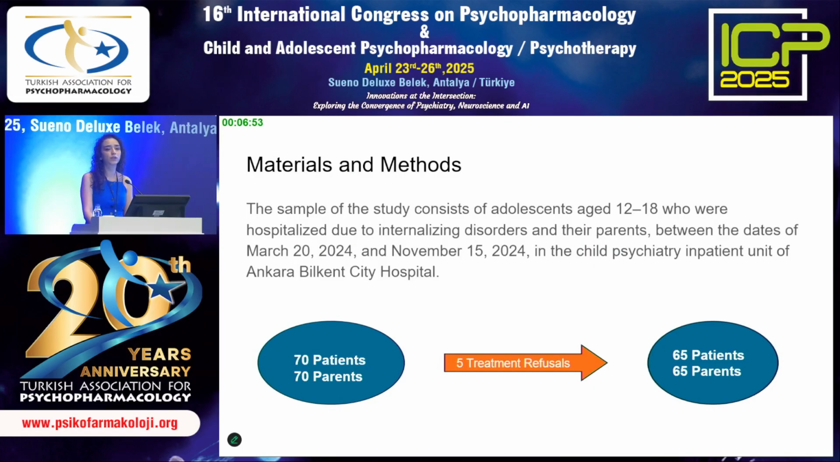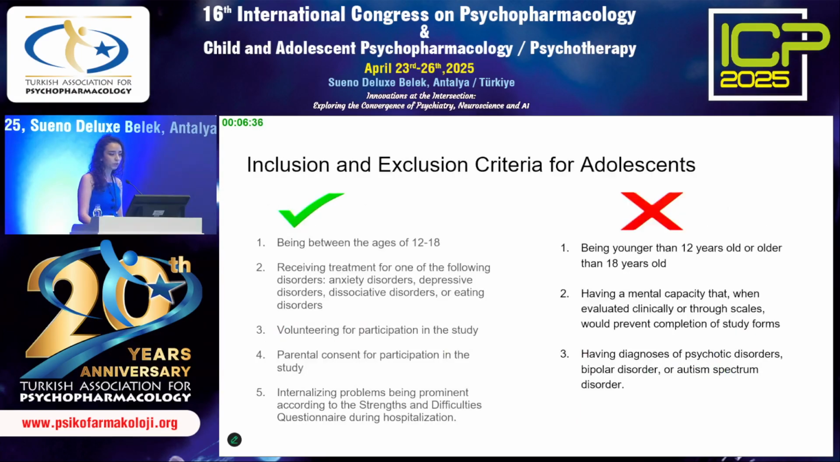The sample of the study consists of adolescents aged 12-18 who were hospitalized due to internalizing disorders, and their parents, between March 20, 2024 and November 15, 2024 in the child psychiatry inpatient unit of Ankara Bilkent City Hospital. So 70 patients were included.